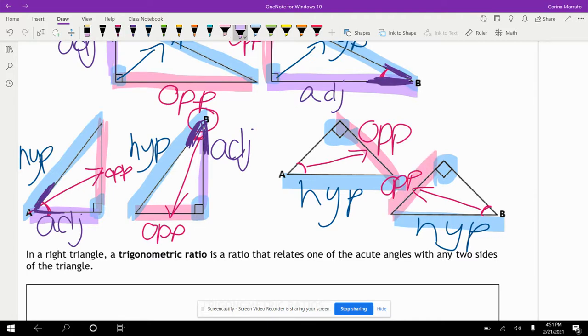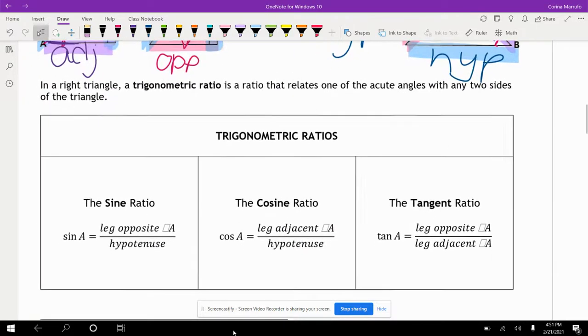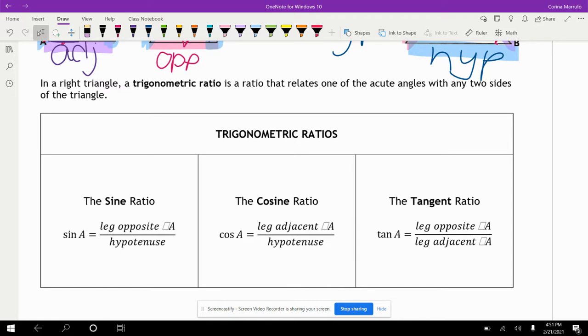And then we go ahead and identify our adjacent side. The other side that makes up angle A is going to be our adjacent side. Same here with angle B, this is considered our adjacent side. Now that we know how to identify our opposite, our adjacent, and our hypotenuse, we're going to need this to set up our trigonometric ratios. It's a ratio that relates one of the acute angles with any two sides of the triangle.